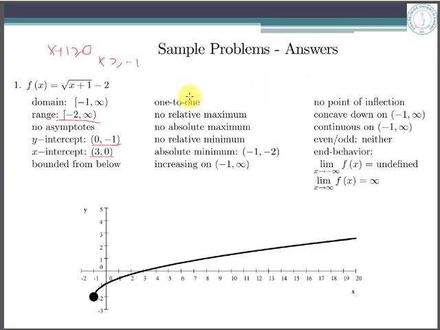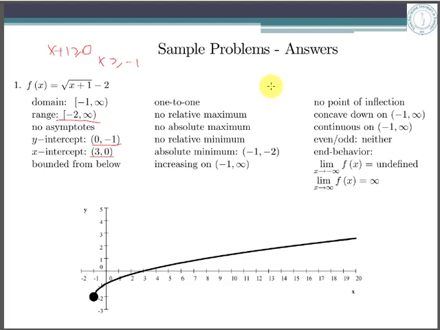For example, here let's take any two points, for example 1 and 2. If we put 1, it is square root of 1 plus 1, that is square root of 2, minus 2, and if we put 2, it will be square root of 2 plus 1, square root of 3, minus 2. So it means they are not equal, and it is a one-to-one function.